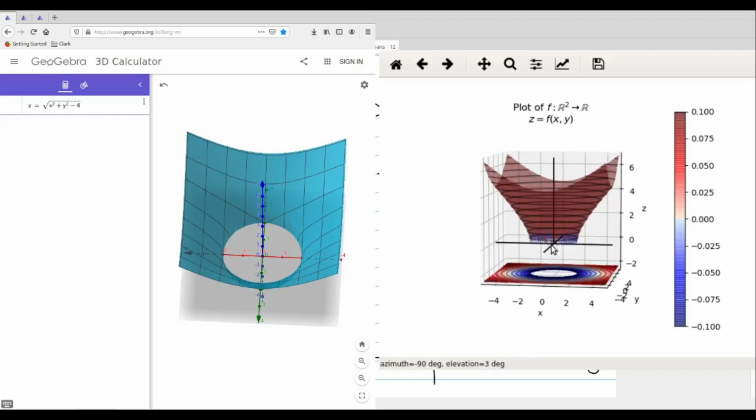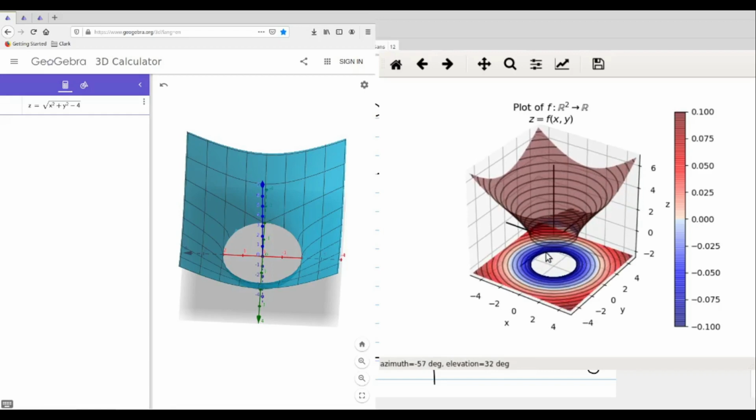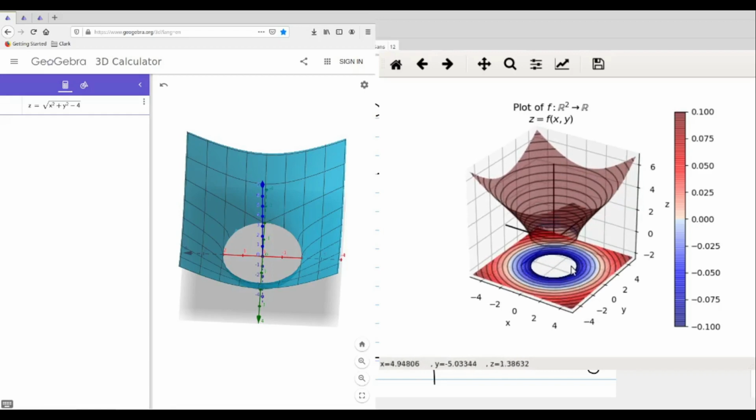The plotter here is going from 0 right here up to infinity, and you can see all of the verifications that I told you about before, where the domain is everything outside the circle of radius 2, and the range of the function goes from 0 to infinity.